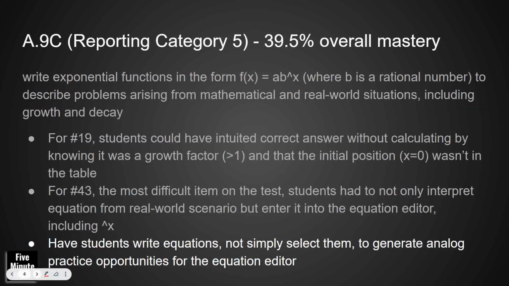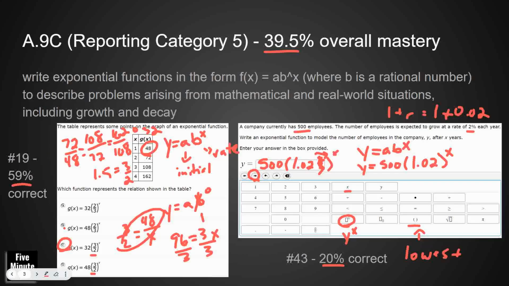For number 19, we actually could have intuited the correct position without calculating anything. I showed you how to do it without using any answer choices, because we knew it was a growth factor and yet the initial position wasn't in the table. So let's go back and look. If my numbers are getting bigger, it's a growth factor, which means that's not going to be there, and that's not going to be there, because those are less than 1, which means those are decay rates.